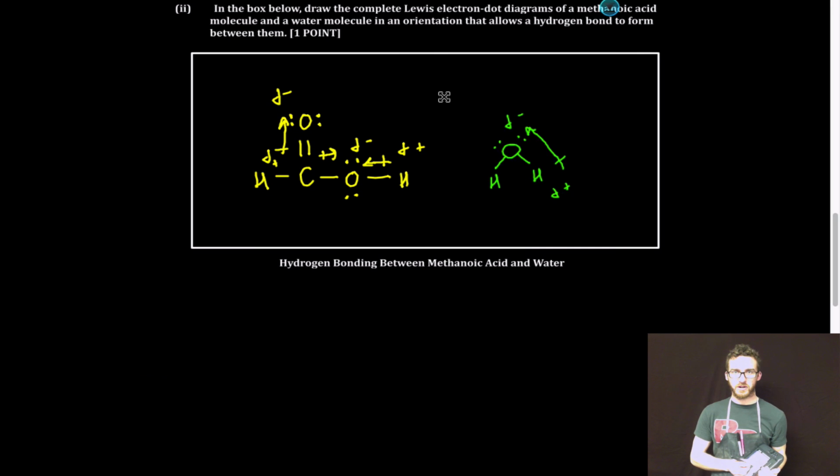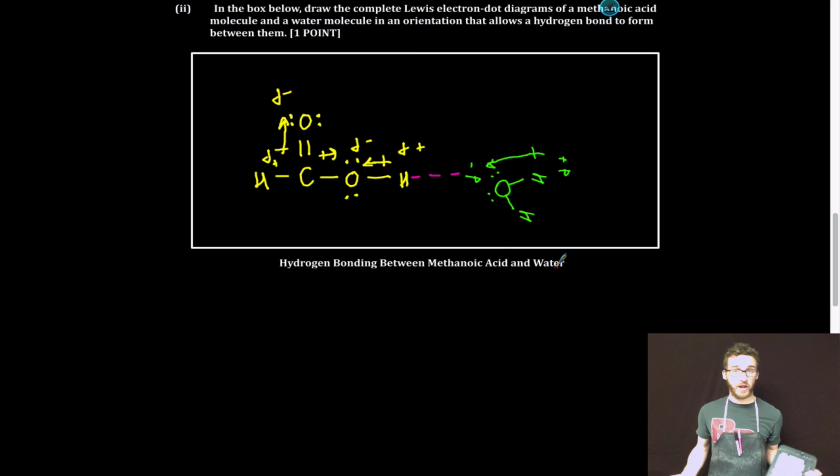Again, you want to make sure that you draw it with the correct orientation. So if I draw it here, I want to make sure the negative end of my water molecule is facing the positive end of the dipole on my methanoic acid here. And then I would draw in my hydrogen bonding as a dashed line. But that's not the only way you could do it.